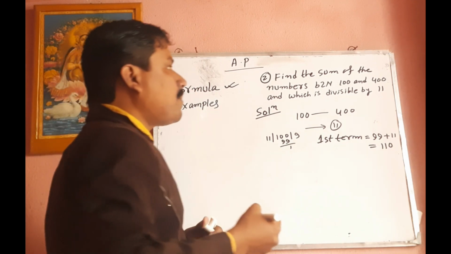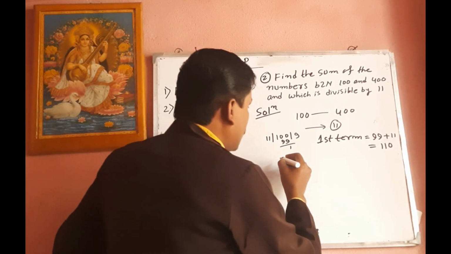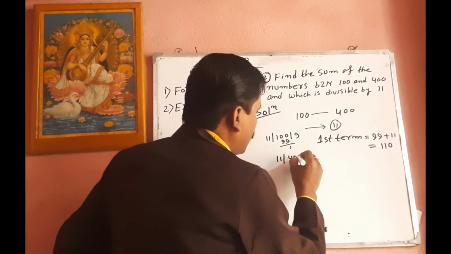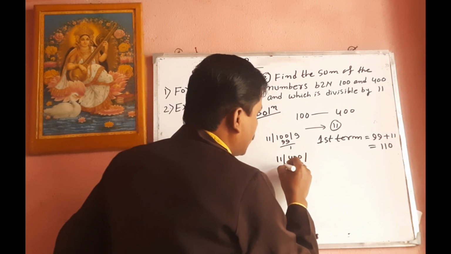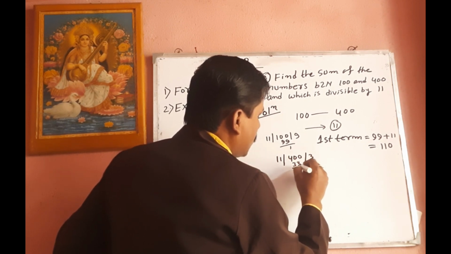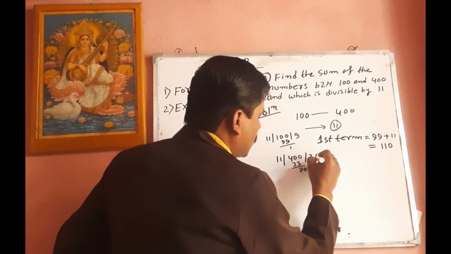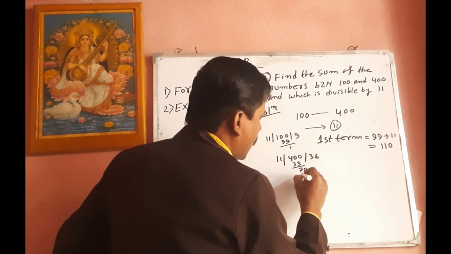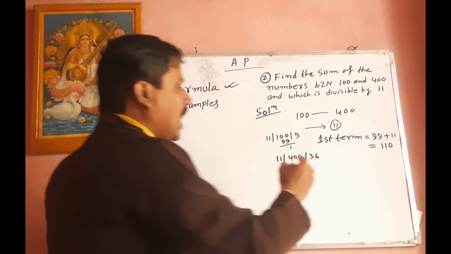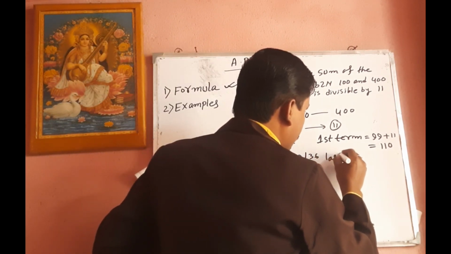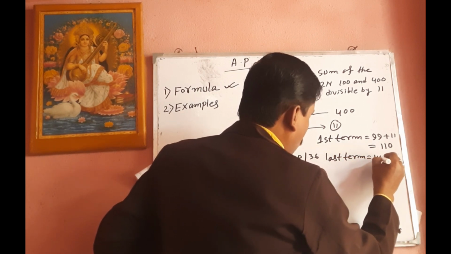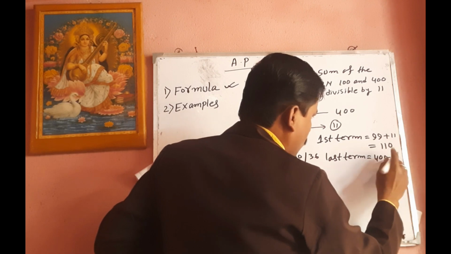And the last term: when we discuss the last term, divisible by 11, dividing 400 by 11 leaves remainder 4. So the last term is equal to 400 minus 4.